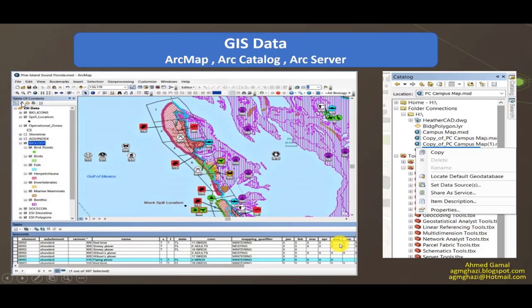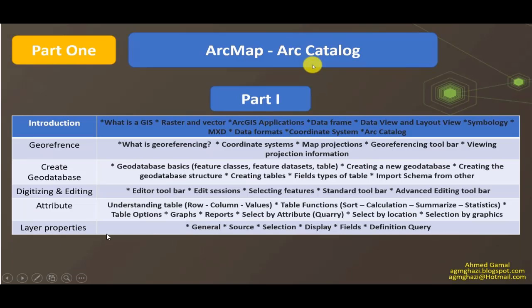So here we have the table of contents, and we have some layers. We are talking here about the general point of view about the layers, and the source, how to add a new source to these layers from our computer, and selection, how to select these layers, and how to display these layers in a different view or at a different scale. And fields, how to add some new fields, and the definition query, how to select some layers, or how to define the layers using queries.